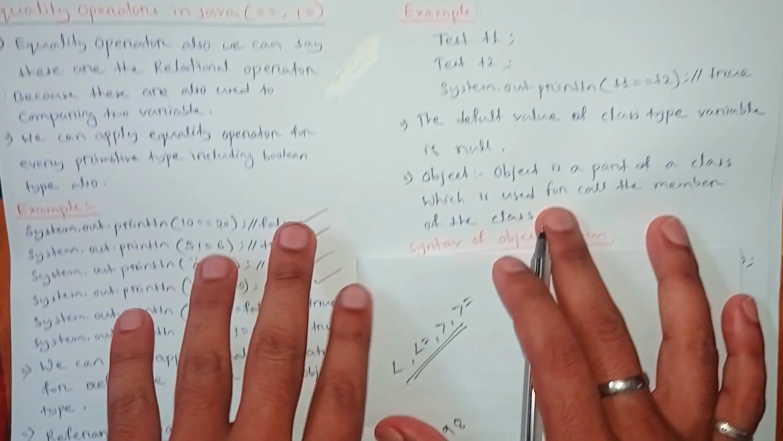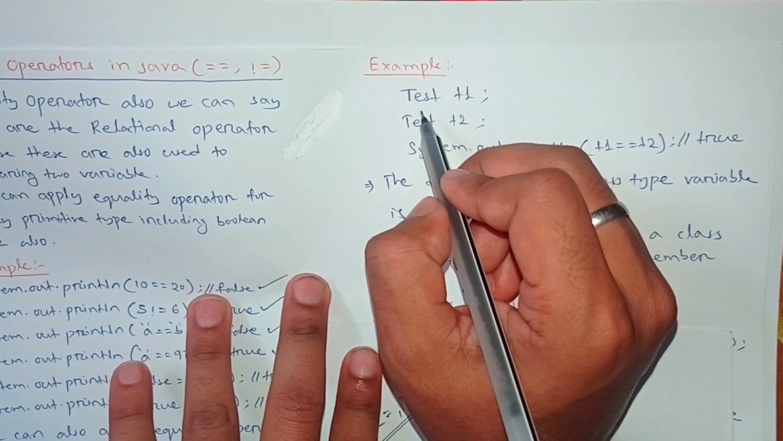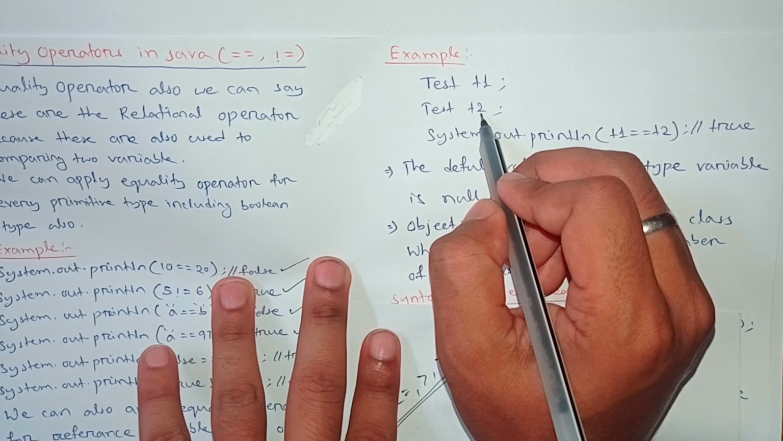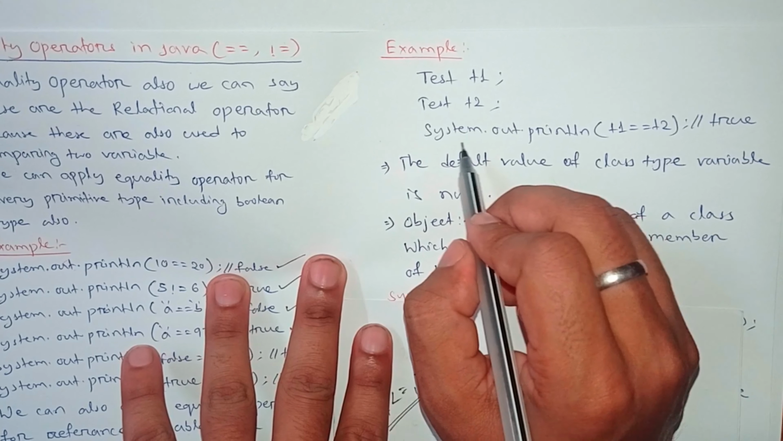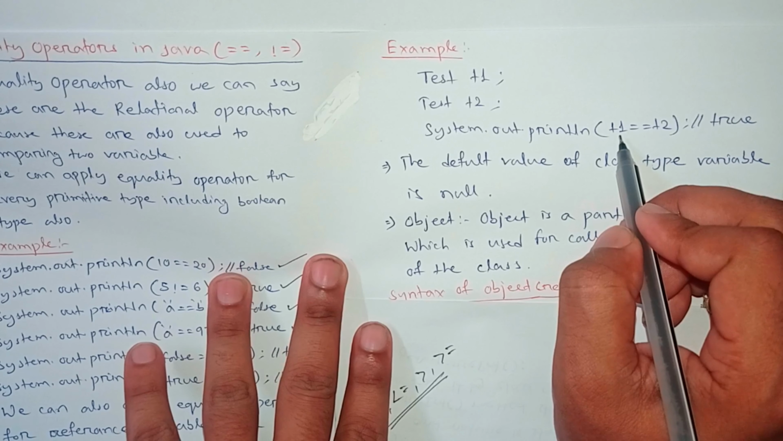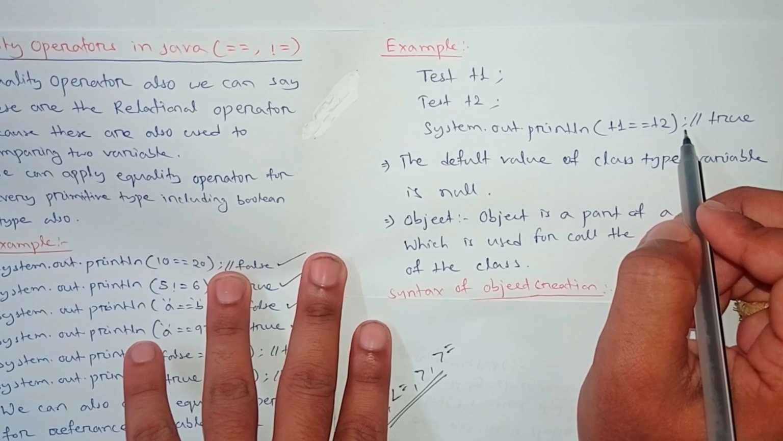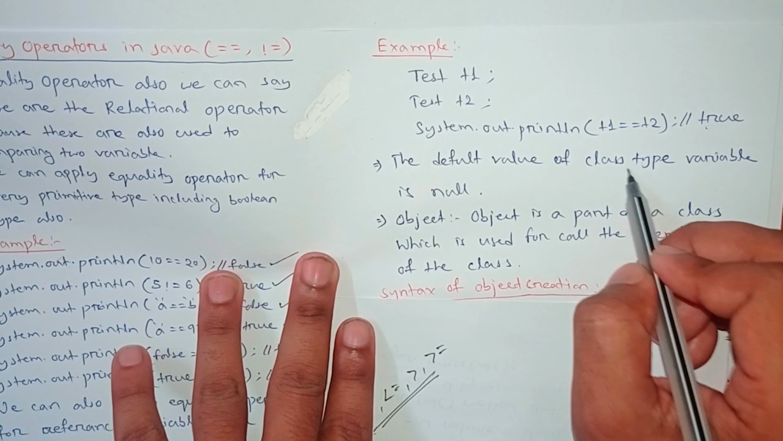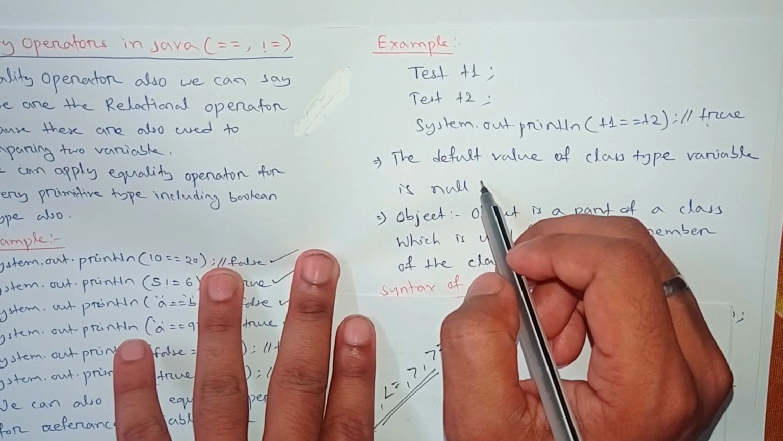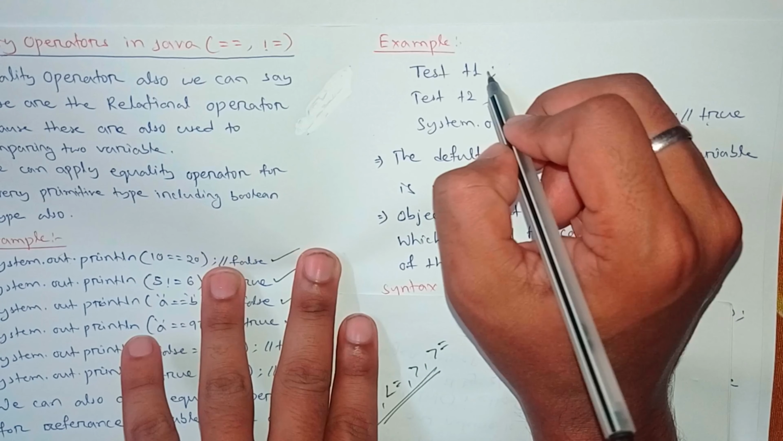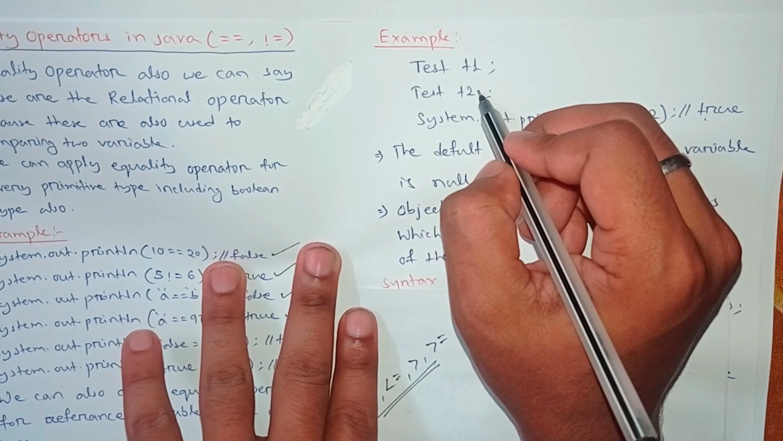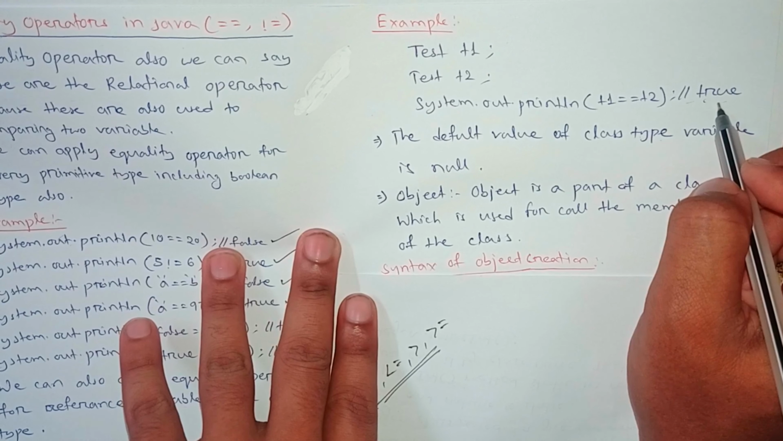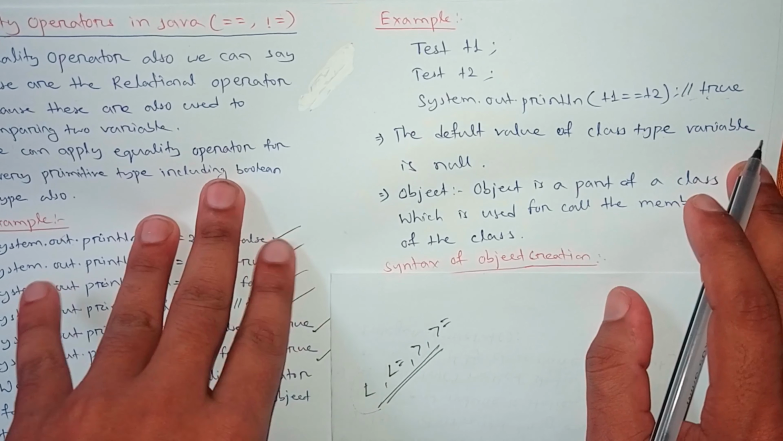I have given the same example here. Test is the class name and t1 is the reference variable. Test t2 is also a reference variable. If we print System.out.println t1 equal to t2, our output is true. Why is the output true? Because the default value of a class type variable is null. T1 by default contains null and t2 by default contains null. So null equal to null, output is true.